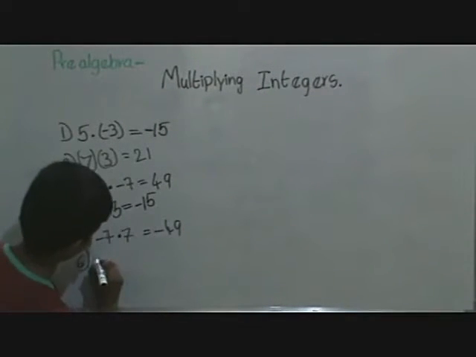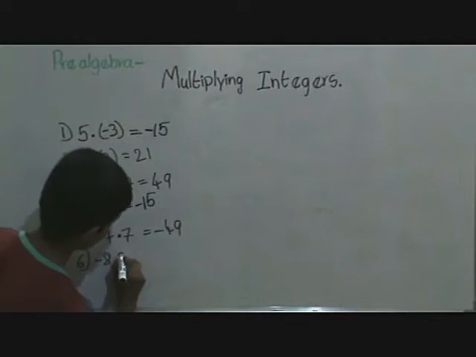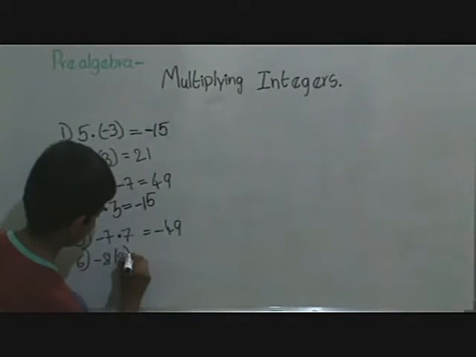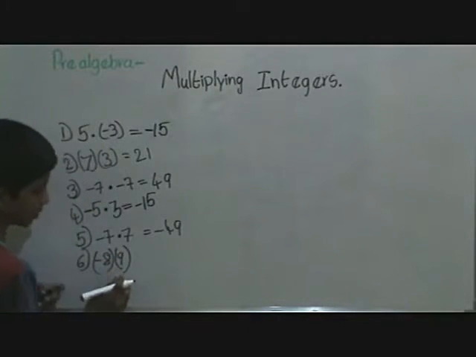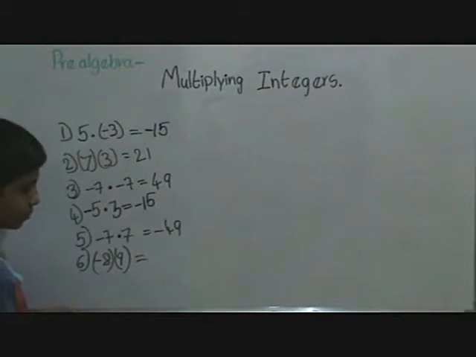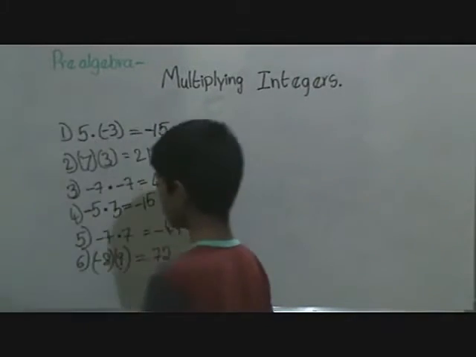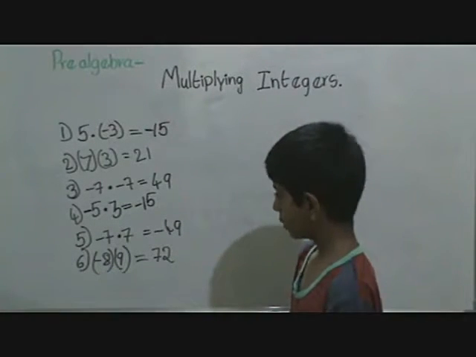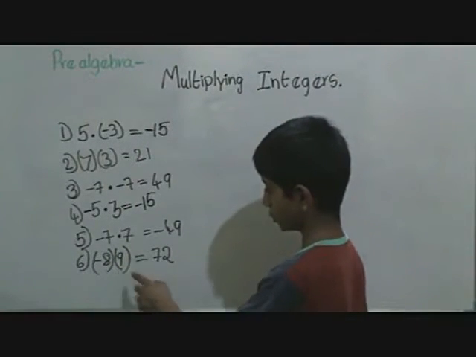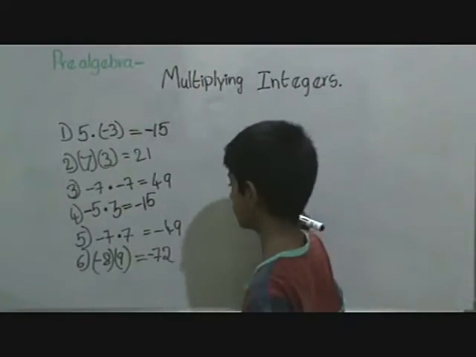Problem 6. Negative 8 times 9. Here parentheses mean you are multiplying two numbers. So 8 times 9 is 72. And here you have a negative and a positive sign. So the answer is negative.